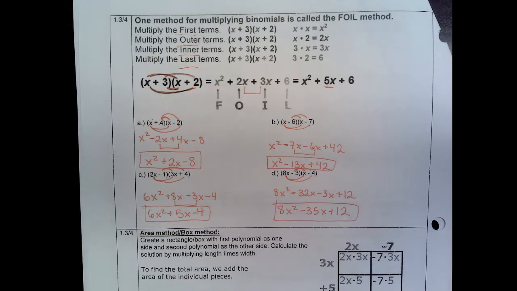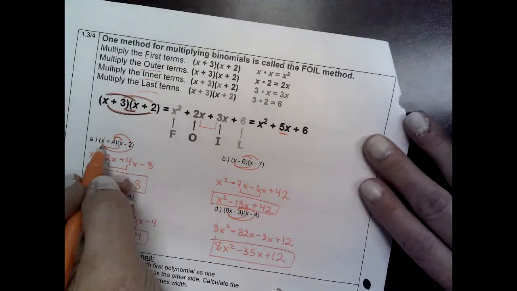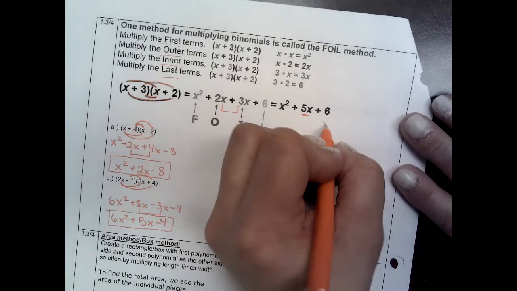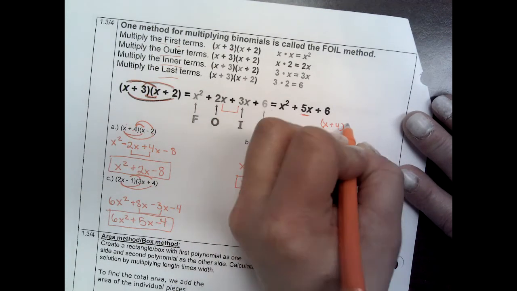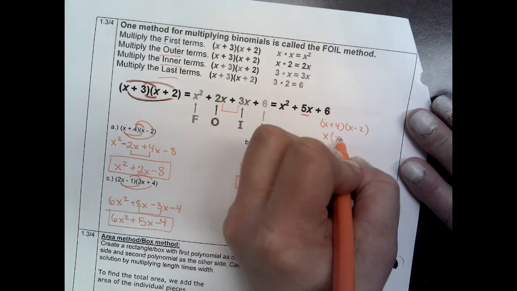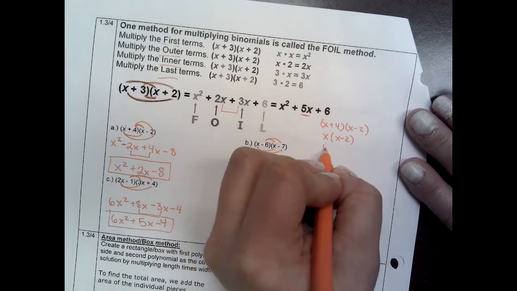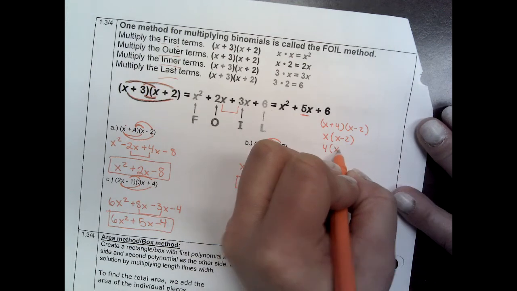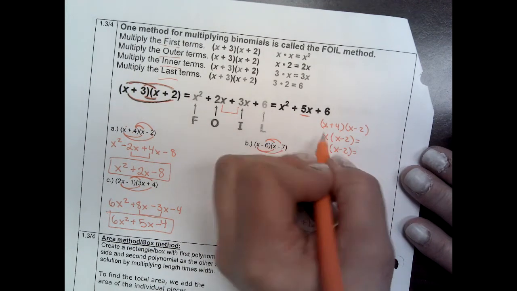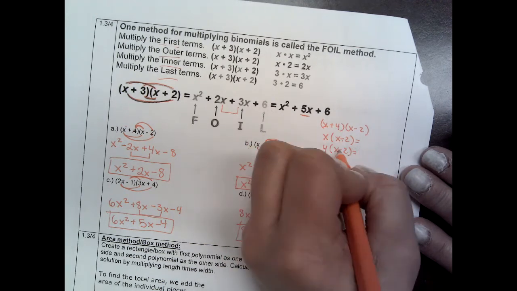That's not the only way you can do this. You can use the distributive property, okay? Let me show you one of these with just the distributive property. So we're going to do this first one here: x plus 4 times x minus 2. So I'm going to take the x and multiply it by x minus 2. And I'm going to take the 4 and multiply it by x minus 2. Okay, so I'm just distributing this x to both of these, and then I'm distributing this 4 to both of these.